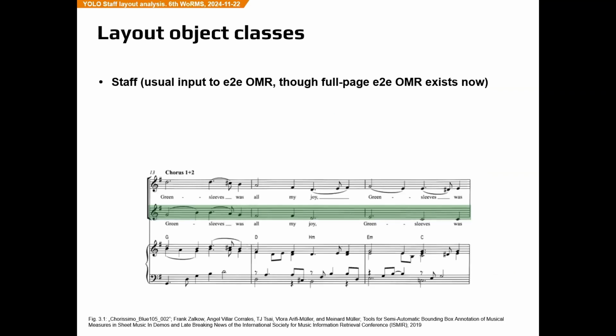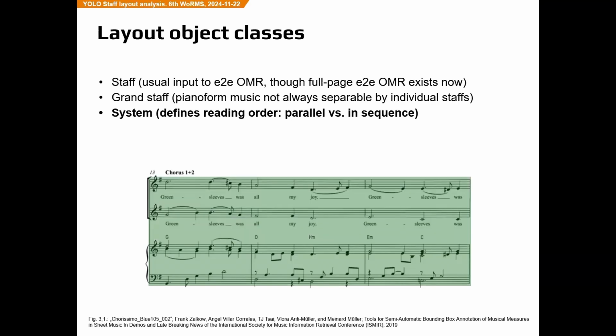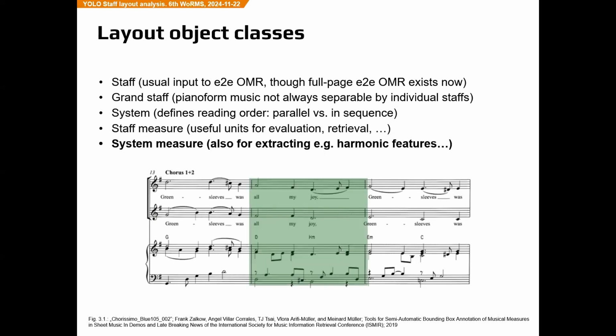So what we are trying to detect. Staff can be later used to recognize notes and other smaller objects. Grand staff, because sometimes piano grand staff cannot be separated into staff, so we have to separate them completely to later use them in other models. Also, systems, because they are really important for reading order on that page, and staff measures and system measures. So these are the 5 objects that we are trying to detect.